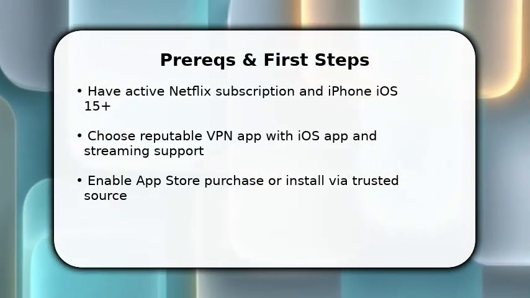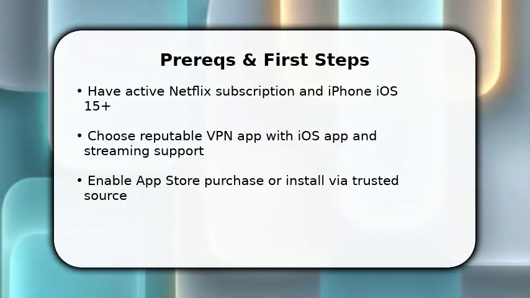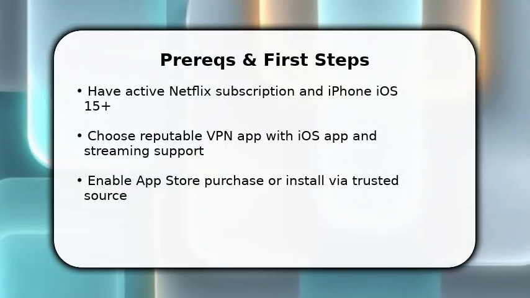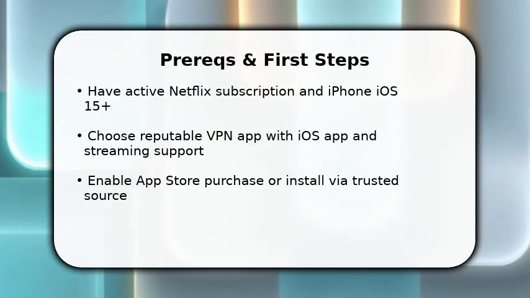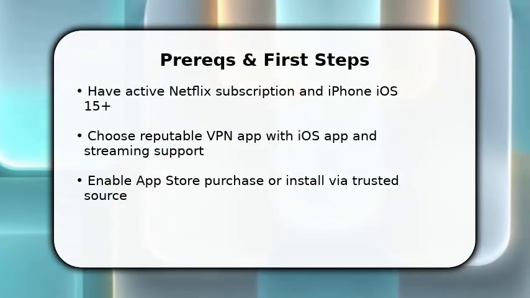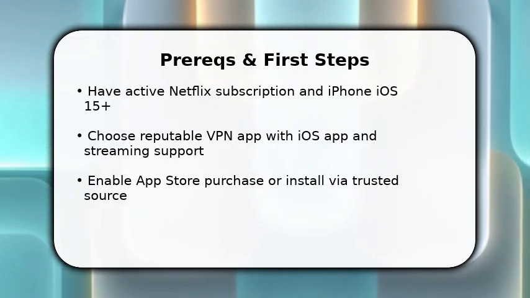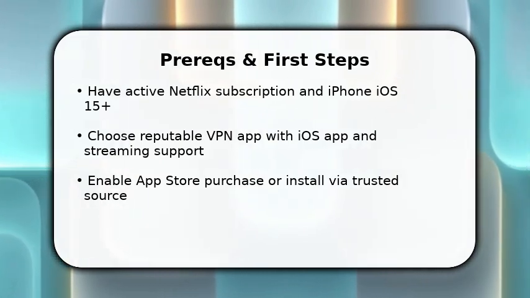Once chosen, download the VPN from the App Store and sign in. Make sure to allow VPN configuration when prompted so the app can add a profile. This step enables secure routing for your Netflix traffic, and you'll use it immediately.